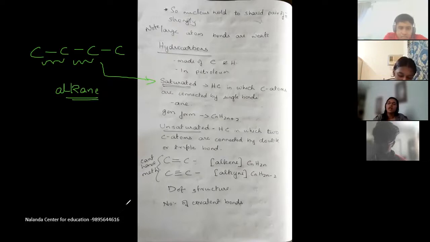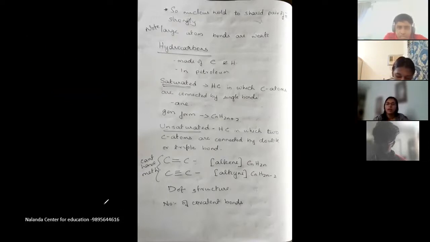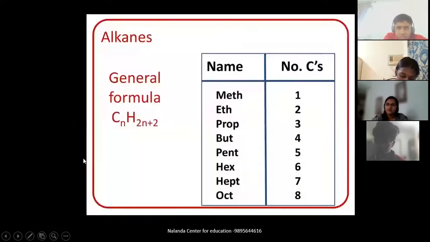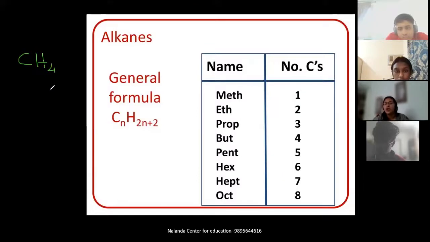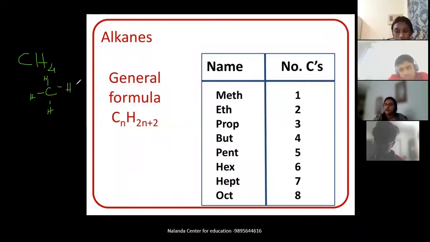Okay, how do we name alkanes? How do we name them? Methane. Do you remember all these things? Yes. So if only one carbon is present, the word root is going to be meth, right? So CH4 is methane. How do you draw the structure? Carbon has 4 hands. So H is going to come in all the 4 hands. This is the structure of methane.